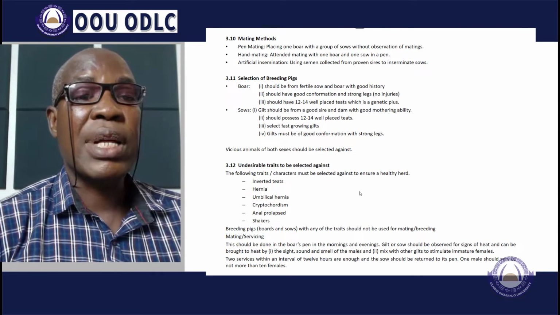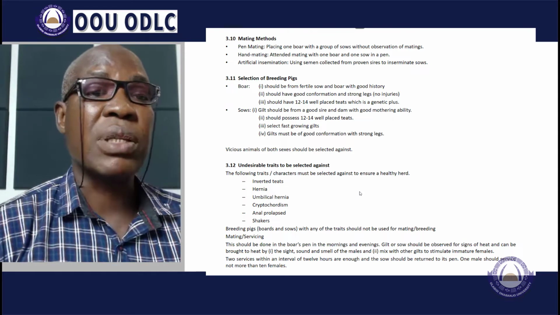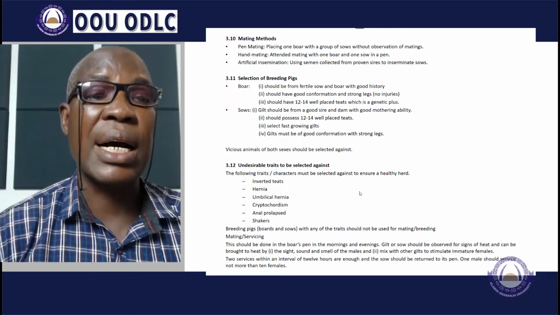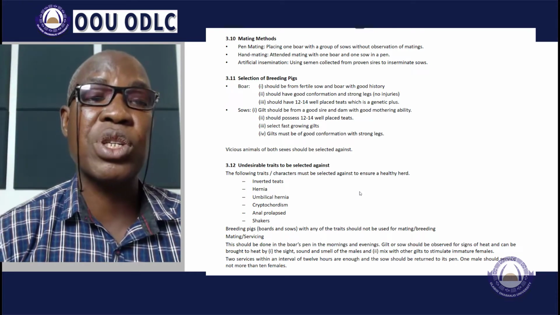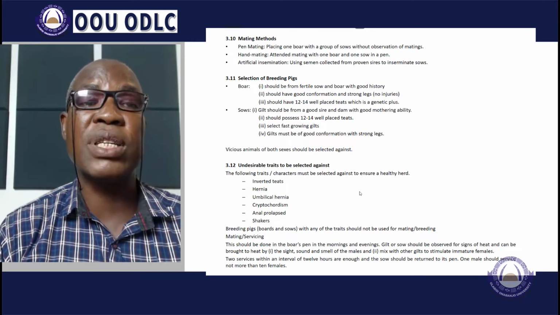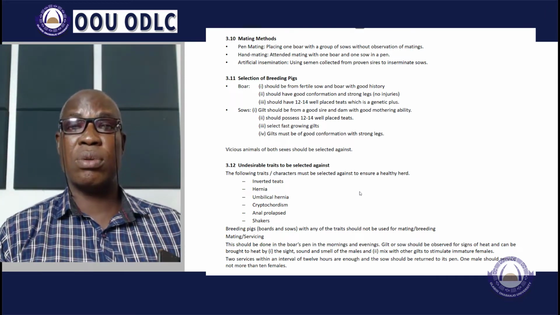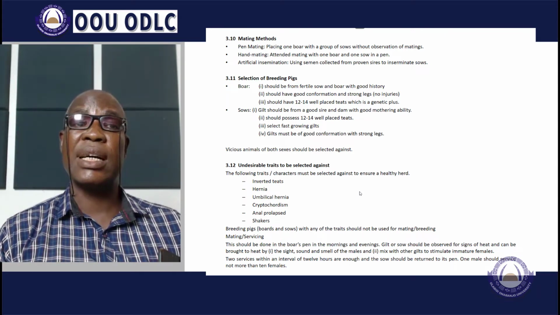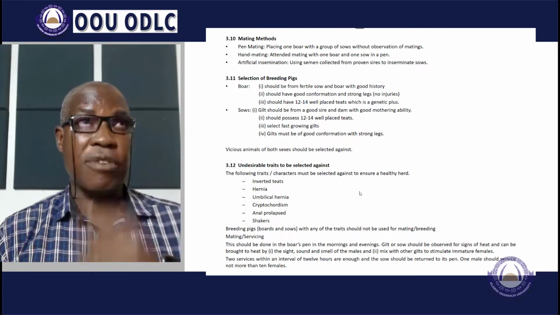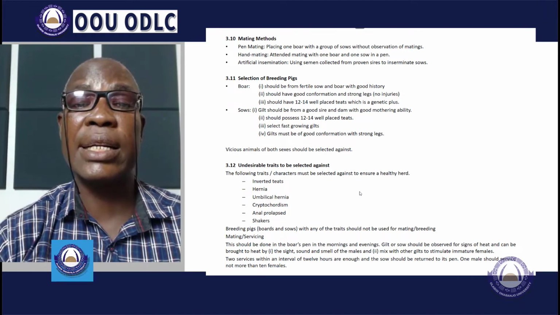Mating methods. What are the methods that are required for mating? Pen mating, hand mating, and then artificial insemination. Pen mating involves placing a boar with a group of sows without observation. It is expected that the male, the boar, will discover the female animal on heat and then mate.